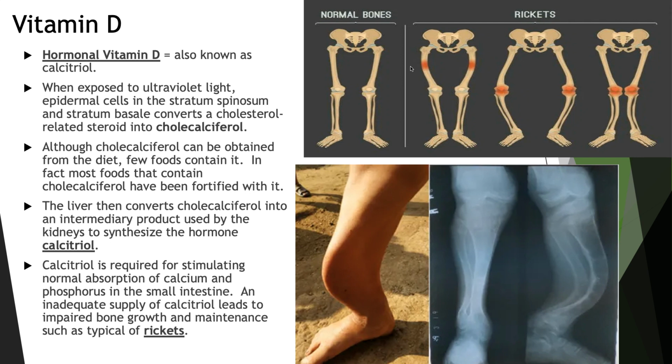So the liver converts cholecalciferol into an intermediate product used by the kidneys to synthesize the hormone calcitriol. And calcitriol is required for stimulating normal absorption of calcium and phosphorus into the small intestines. An inadequate supply of calcitriol leads to impaired bone growth and maintenance, and can form something called rickets. You can see rickets here.